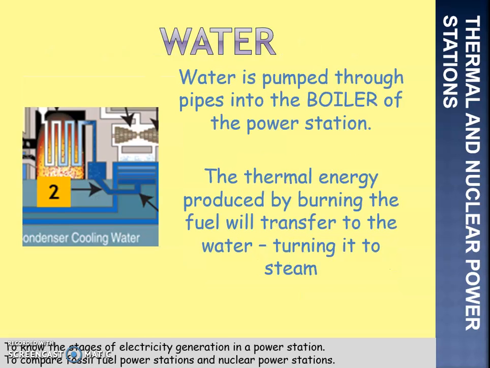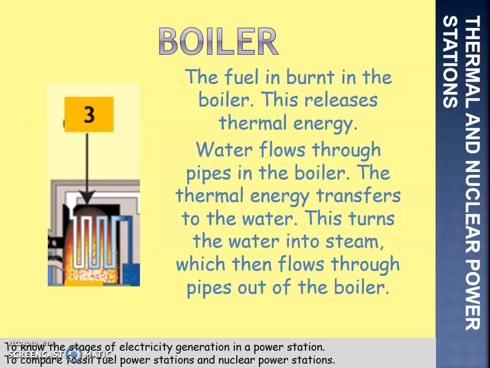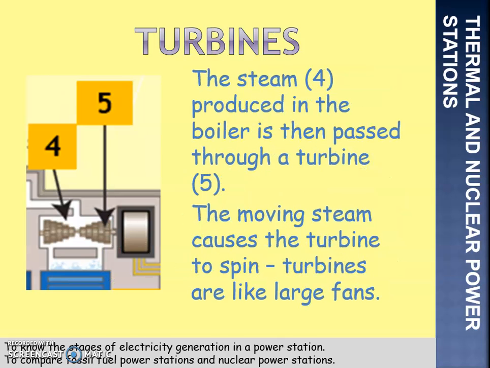Second part is the water. Water is pumped through pipes into the boiler of the power station. The thermal energy that's produced from burning the fuel will transfer to the water and turn it into steam. The fuel is burnt in the boiler, and that releases thermal energy. The water flows through pipes in the boiler. The thermal energy produced from burning that fuel transfers into the water, turning the water into steam. The steam then flows out through pipes out of the boiler, and it flows from there to the turbines.